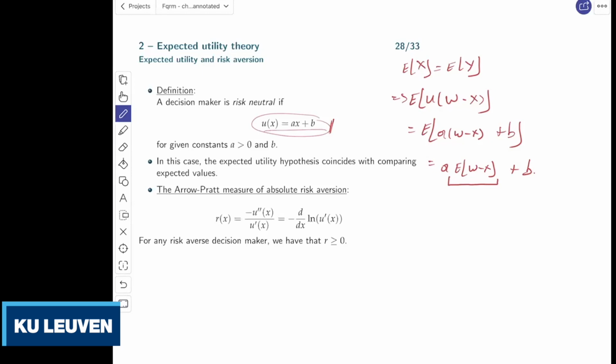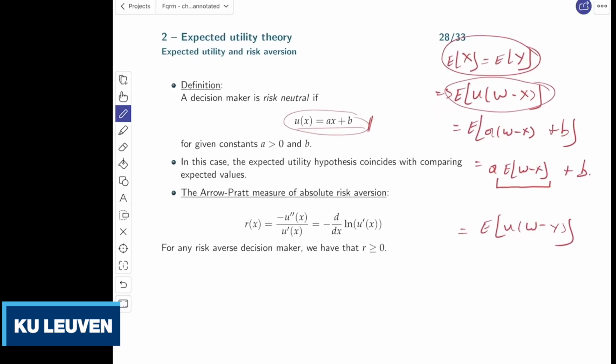Meaning that if you have two losses with equal expectation, then the expected utility of suffering loss x is the same as the expected utility after suffering a loss y. You are indifferent between losses with the same expectation, although they have different variability. So that's concave, convex, linear. Okay, and the effects of variability.